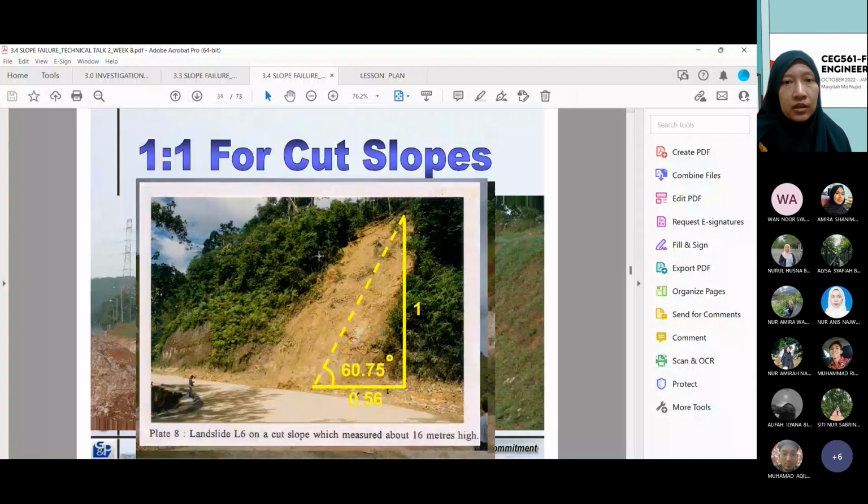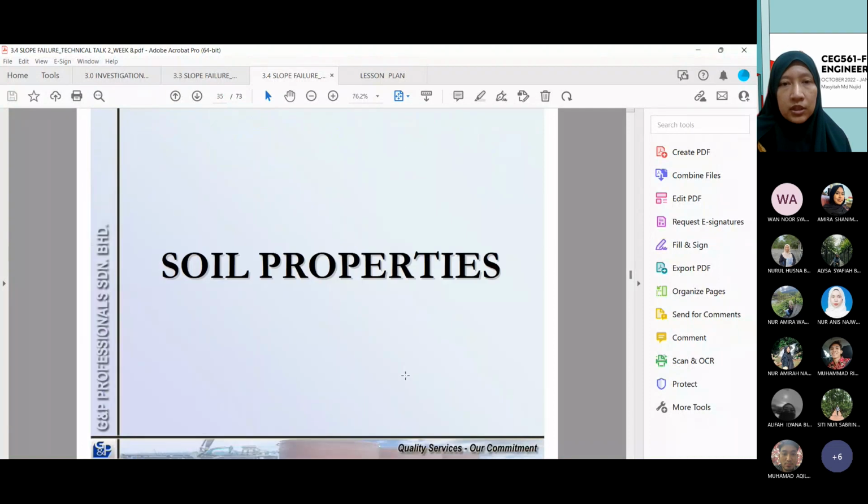Okay, this is an example of how, if you have a design geometry of 1-to-1, one vertical to one horizontal, does it give you a safe cut slope or an unsafe cut slope? So looking at the information here, a landslide on the cut slope which measured about 16 meters high, quite high, right? About 1-to-1, it seems not stable. Even if we just look at it, we can see it is not stable.